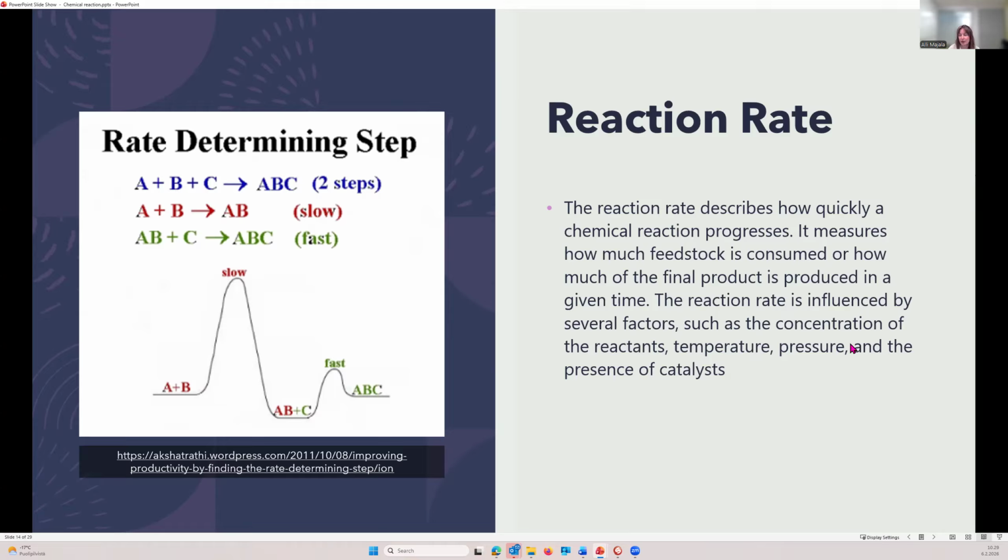And it's influenced, of course, by several factors: concentration of reactants, temperature, pressure, and catalyst. The catalyst, if you add it there, it might take some other step, react with the catalyst, and then form the products and release the catalyst and avoid the slow step.